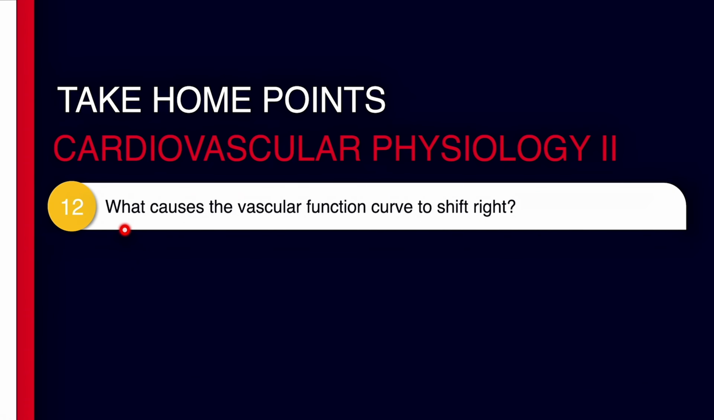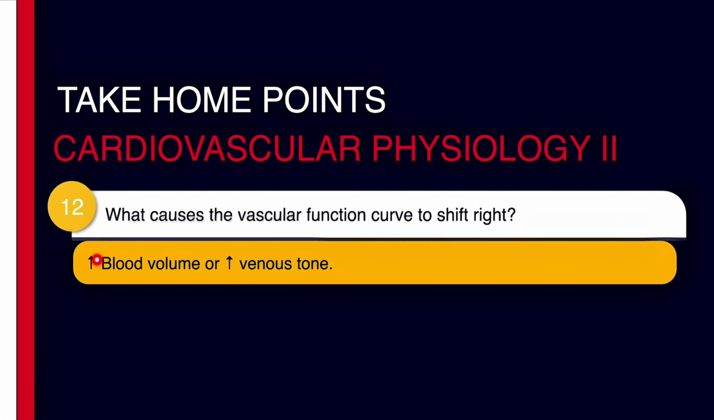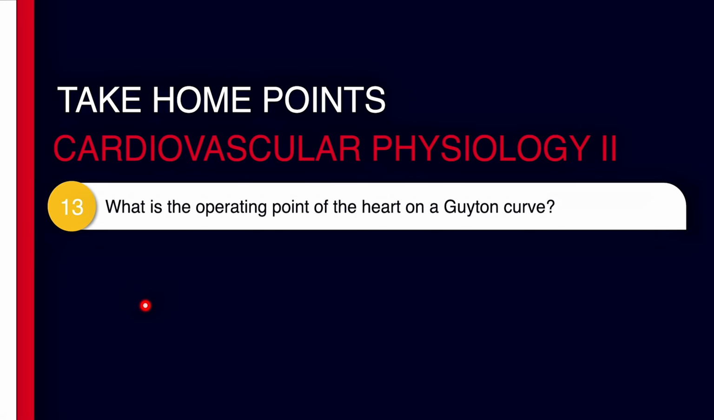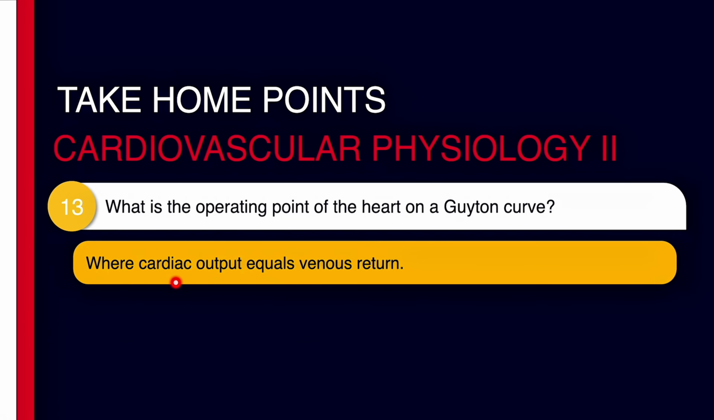THP12. What causes the vascular function curve to shift right? Increased blood volume or increased venous tone. THP13. What is the operating point of the heart on a Guyton curve? Where cardiac output equals venous return.